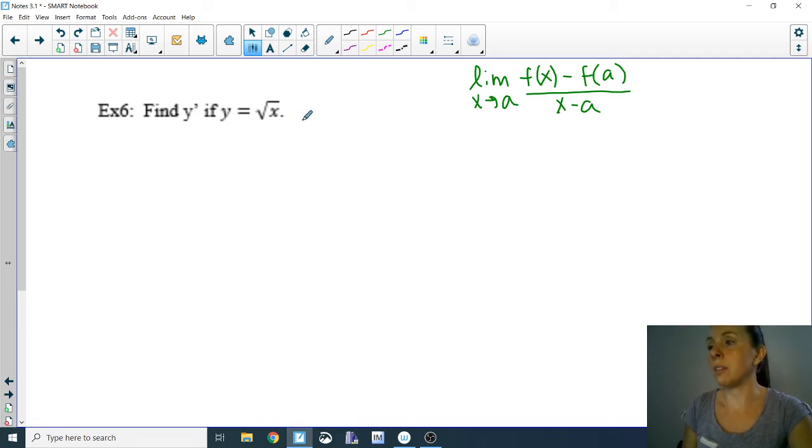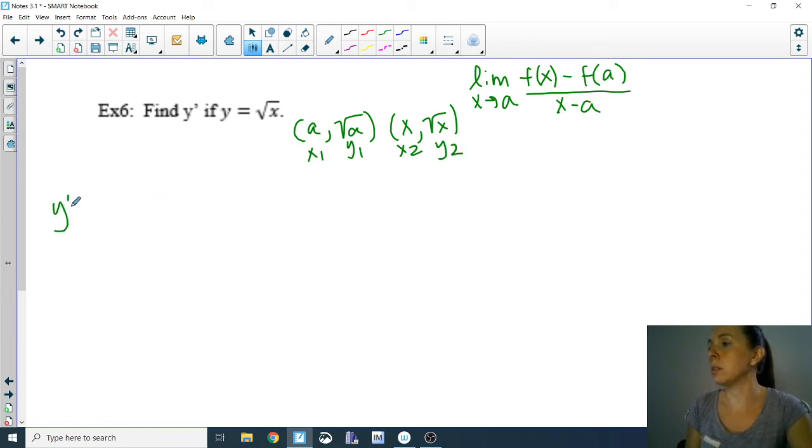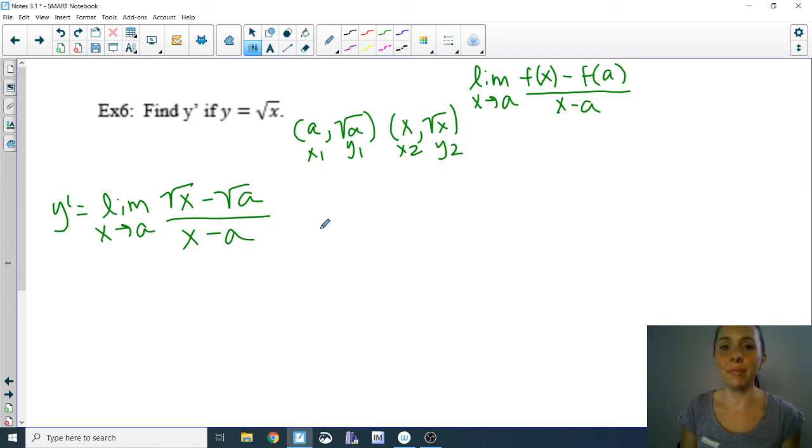You just define the first x coordinate as a, comma, root a would be the y coordinate in that case. The second x coordinate is just x, comma, root x would be the y coordinate. Here's your x1, y1, x2, y2. Let's go with our slope formula, but don't forget the limit. The limit as x approaches a. You're not approaching a specific value, you're just approaching the letter a of y2 minus y1 over x2 minus x1. Okay, so that's how we set that up.